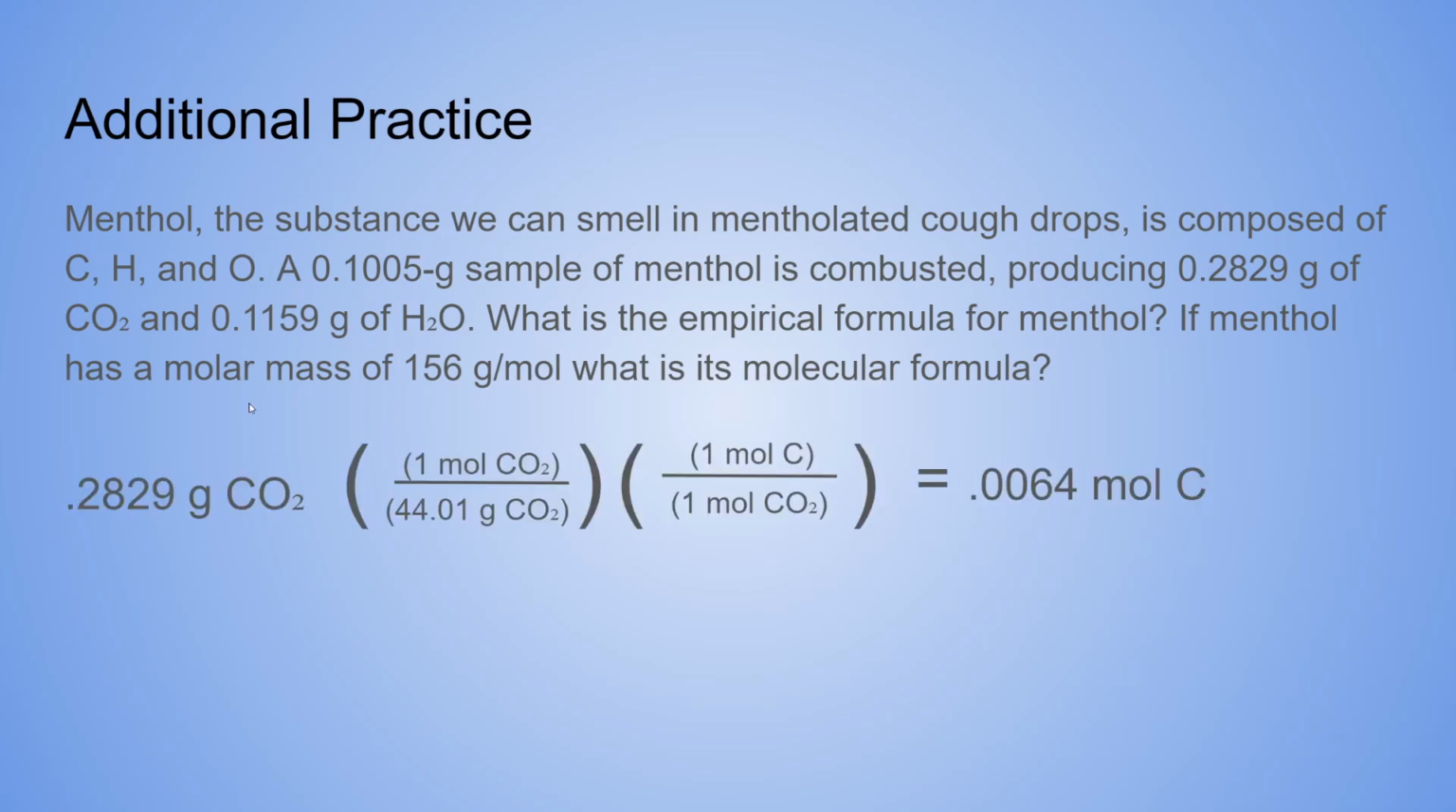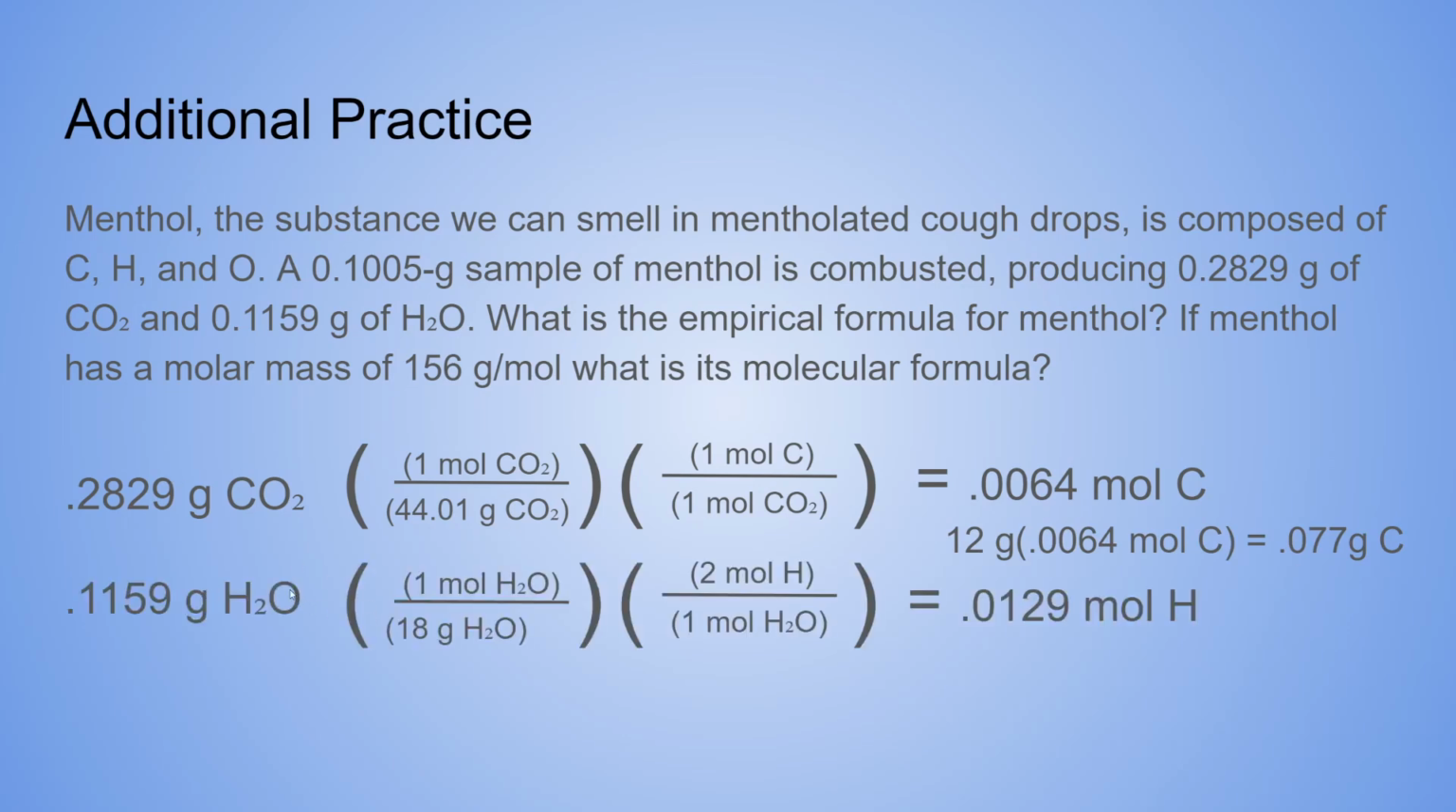So first, we're going to take what we have, just like before, 0.2829 grams of CO2. We're going to do the same thing as before and convert it into moles. I'm not going to explain that again. Because we are given the grams of the entire sample and we don't know how much oxygen is within, we're going to convert these moles also into grams of carbon so that we can use that later. Now we are going to do the same thing for hydrogen. We're going to take our 0.1159 grams of H2O and convert that into moles of hydrogen. And just like the carbon, we're going to convert that also into grams to use for later.